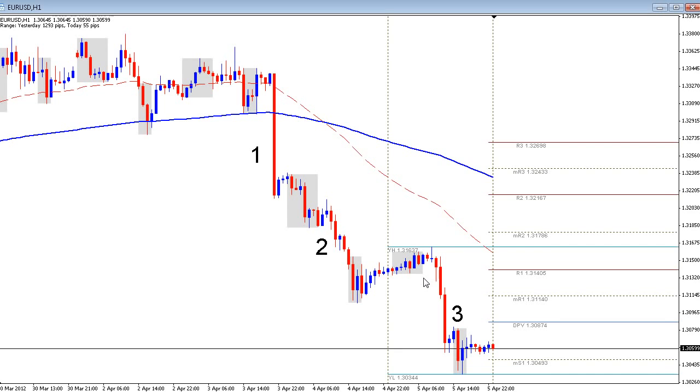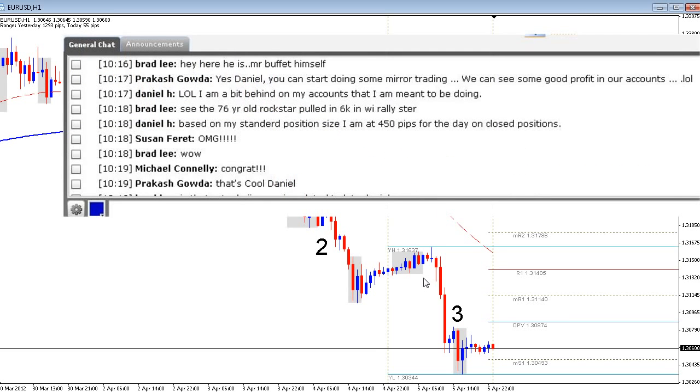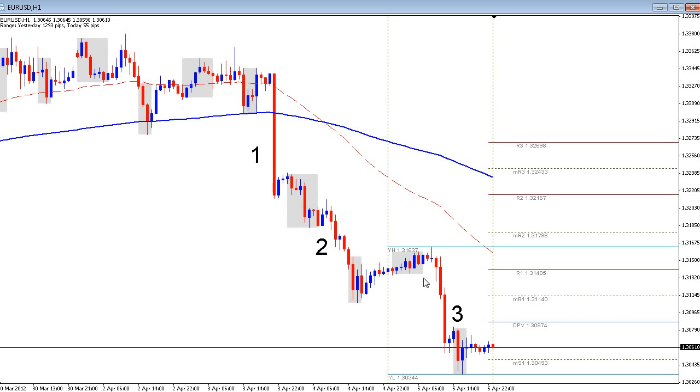I'll post the screenshot I took out of the room. He'll probably yell at me for that, but I took a screenshot of the room of him posting his pip count for that move. And this is a trade not just he caught. Other members in the room are doing very well with it, because again, they're looking for those levels. They're saying, okay, well, I've seen 2 to the downside. I'm expecting that third push, and again, they're doing very well with that, eliminating a lot of the factor of direction.